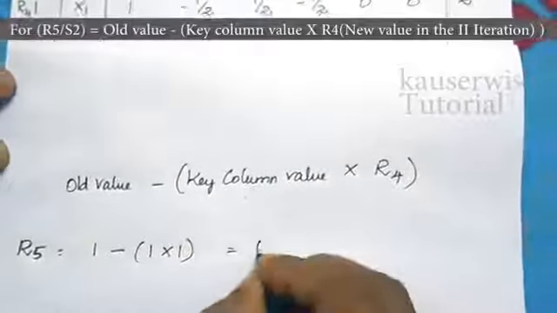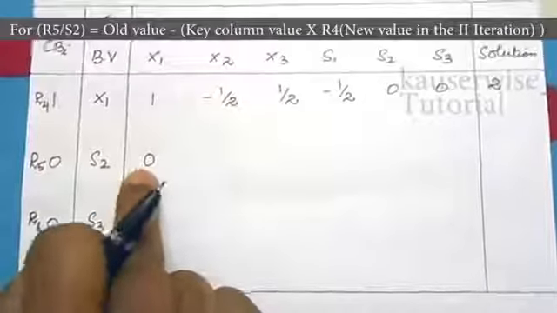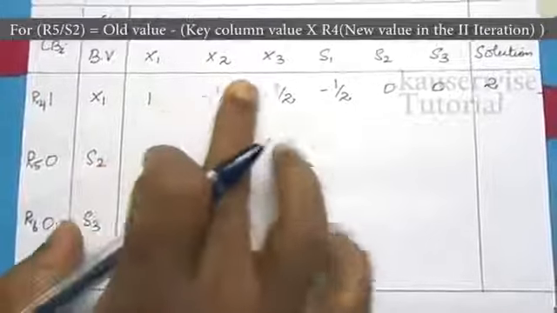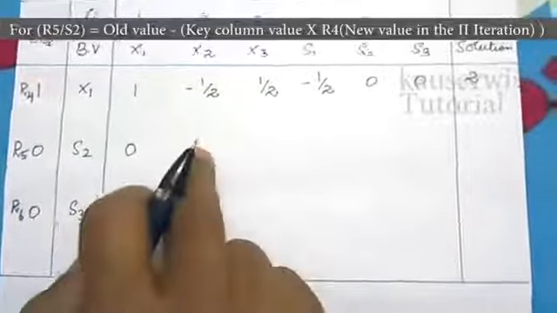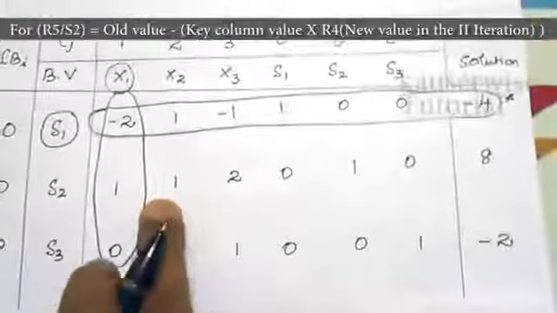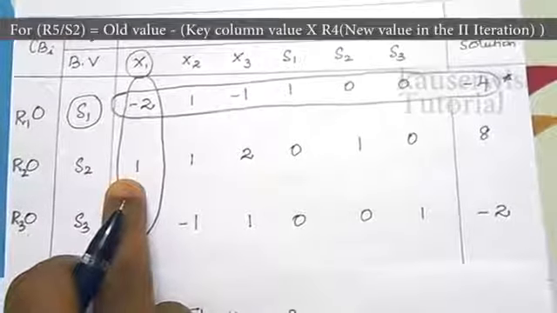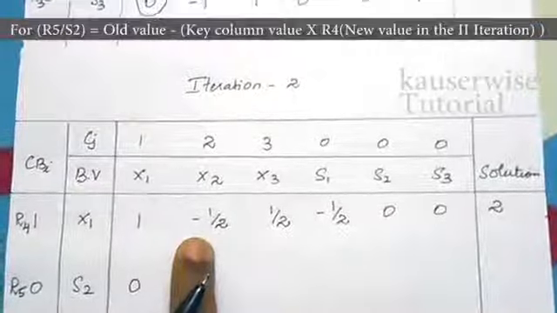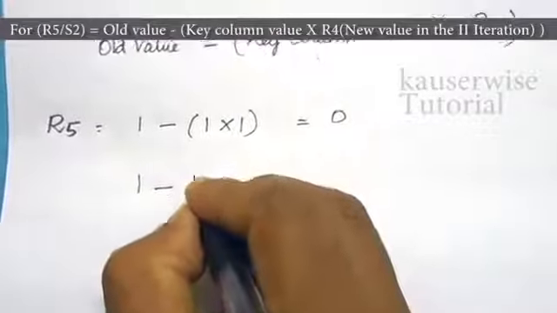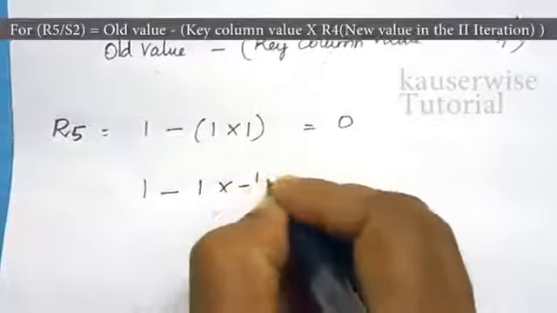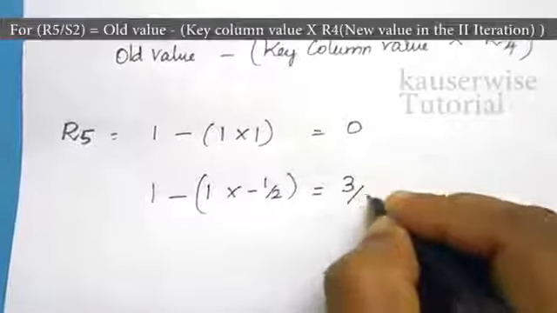Answer is 0. For x1, new value is 0. In the same way, we need to find the value for x2, x3, s1, s2, s3 and solution. For x2, the old value is 1 minus corresponding column value is 1 into new value is minus 1 by 2. Old value 1 minus corresponding column value also 1 into new value is minus 1 by 2. The answer is 3 by 2.